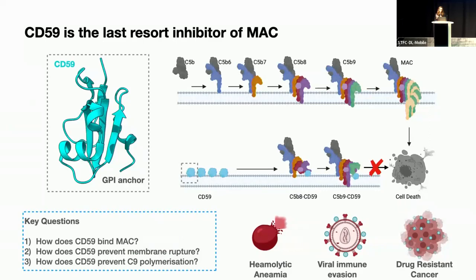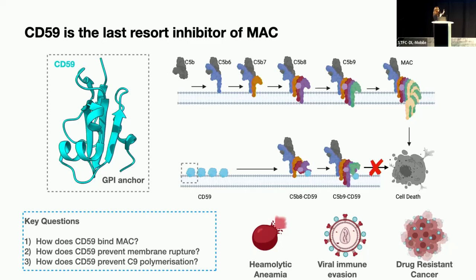It's a vital immune homeostasis protein, and without it, MAC would be essentially able to kill any of the cells, any of your healthy tissues during an immune response. What this protein does is it's anchored to the outside of the plasma membrane, and it gets in the way during the stepwise assembly pathway of MAC.